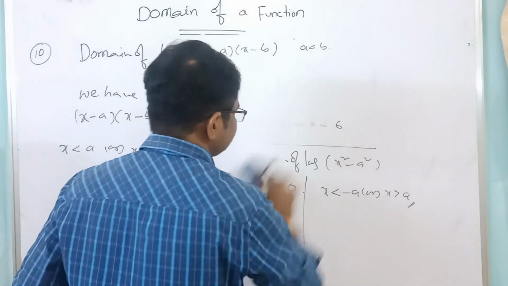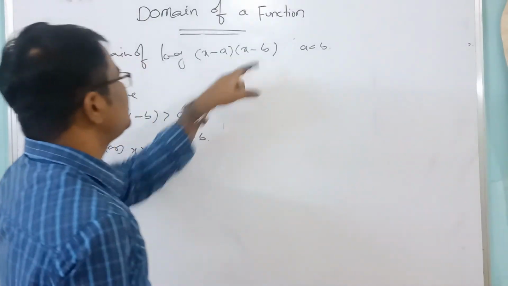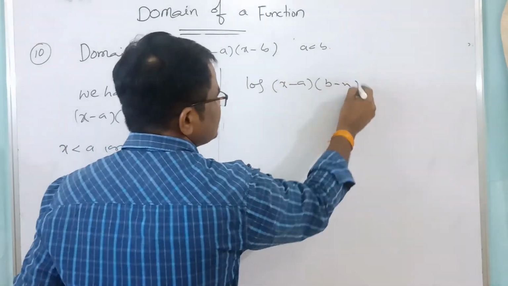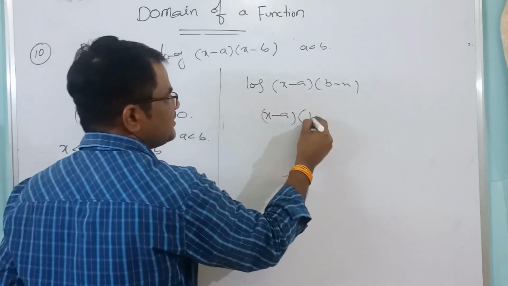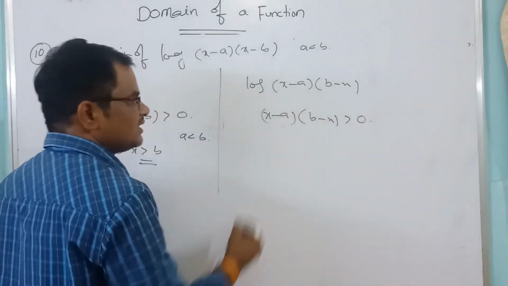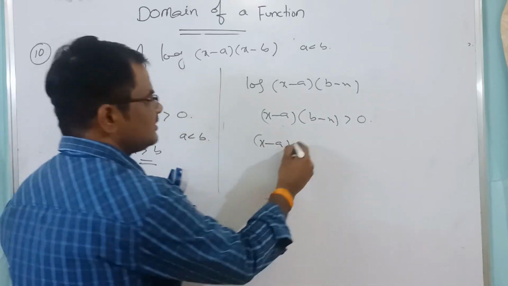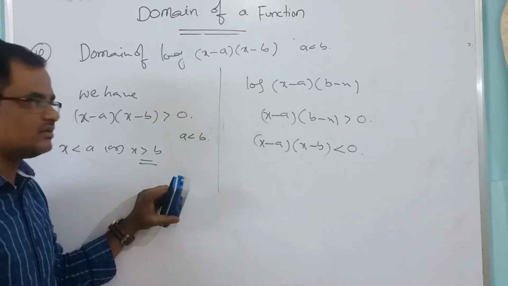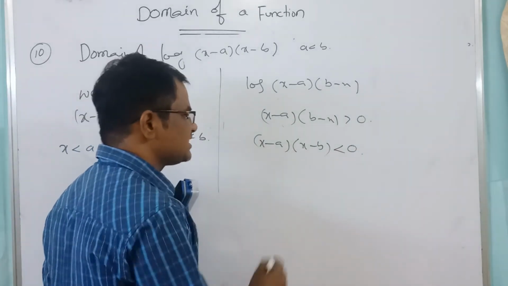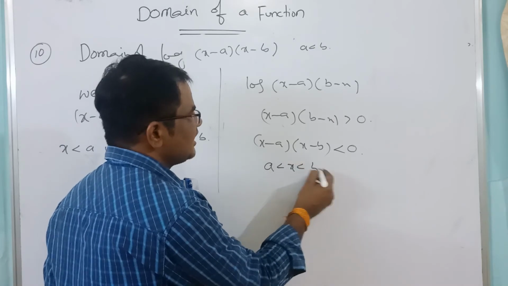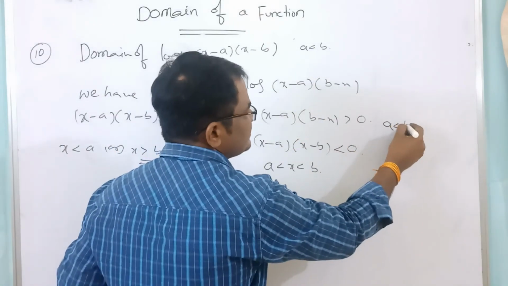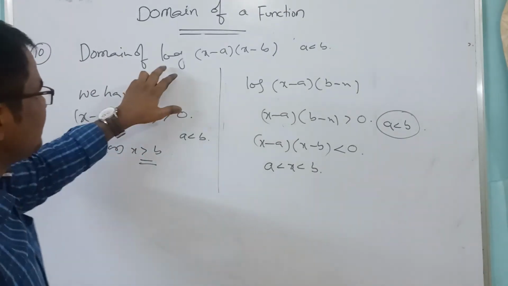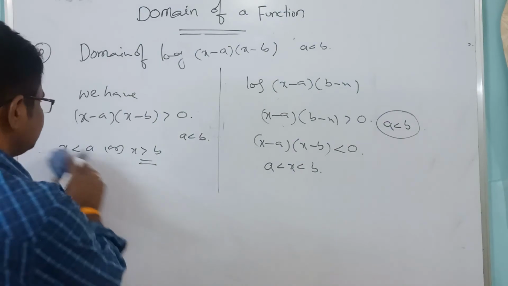Suppose they give log of x minus a into b minus x. Then x minus a into b minus x greater than 0. So multiply by minus: x minus a into x minus b less than 0, which means a less than x less than b. So whenever a is less than b, like this we have to follow for finding the domain of the given function in terms of log.